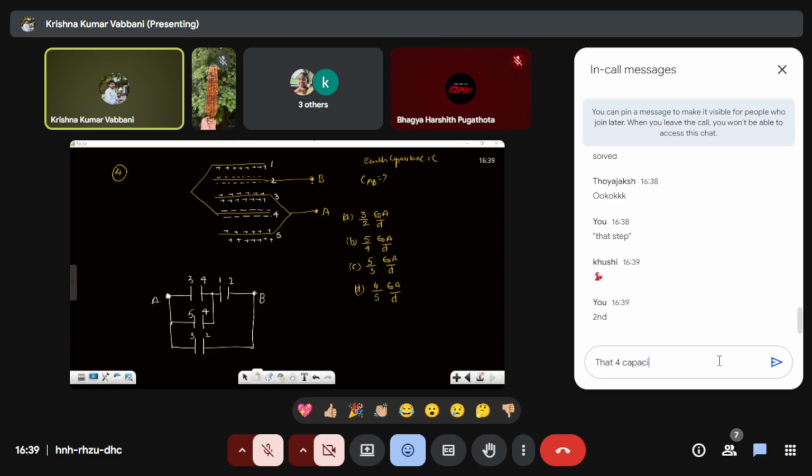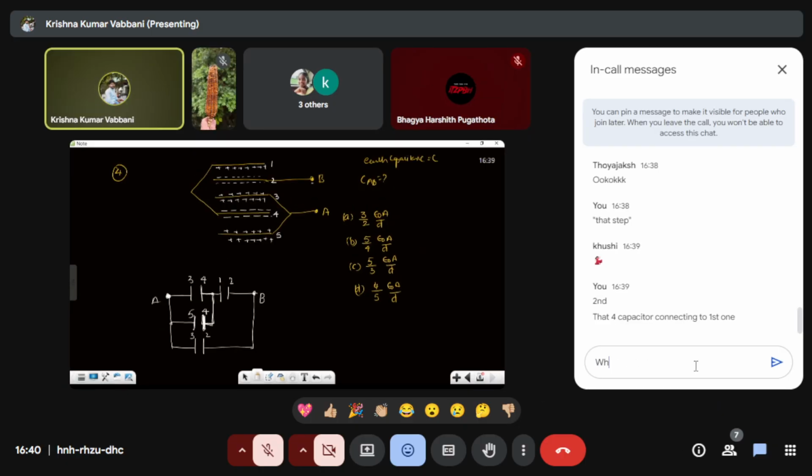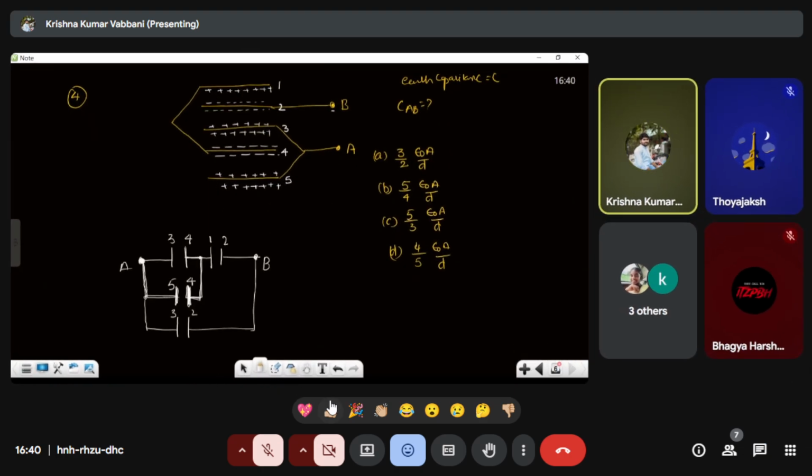The second step. This one, 5 parallel to 4. See, 5 parallel to 4 means this 4, usually this is the plate, this plate, and I am taking it like this. Okay, this plate I am taking like this, and 4 is parallel to 5. So 5 is connected to terminal A. That's it.